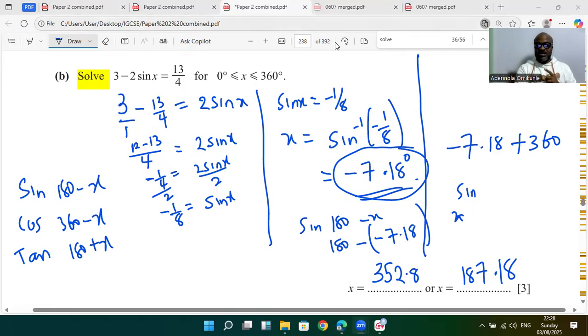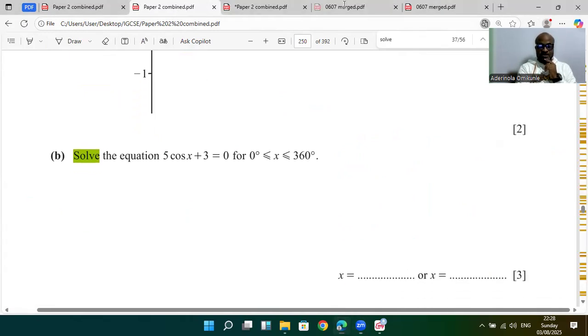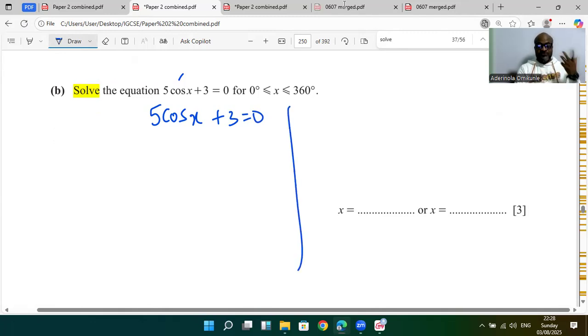Okay, so let me just take another question on calculator before I go to no calculator. So let's answer this one that has to do with cosine. Again, it's another exam styled question, and it has to do with cosine. So you have 5 cos x plus 3 is equal to 0. Okay, so let's solve normally.